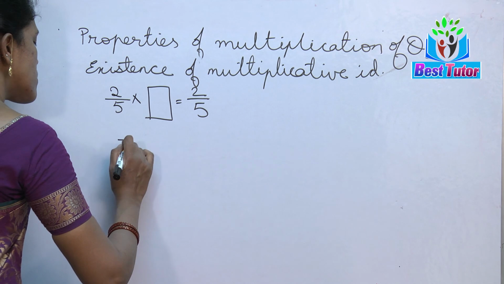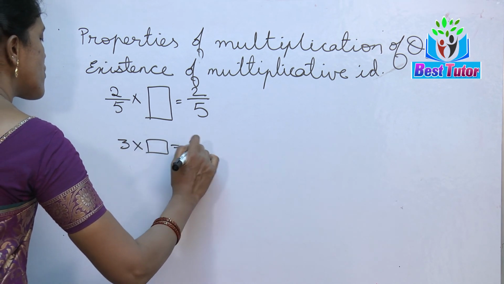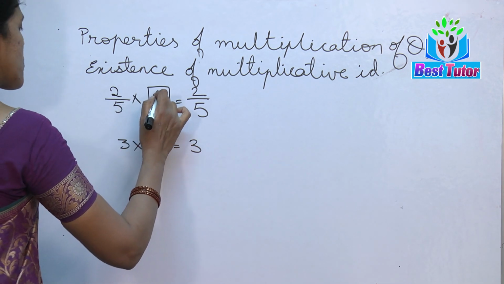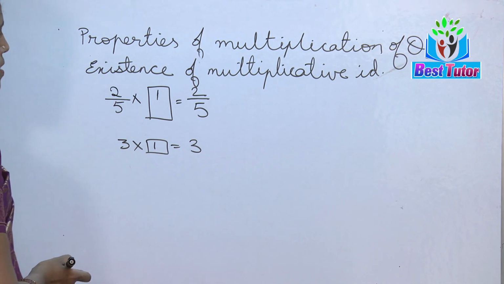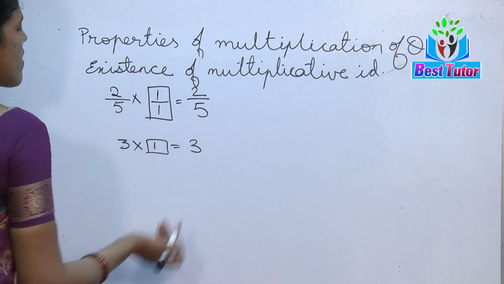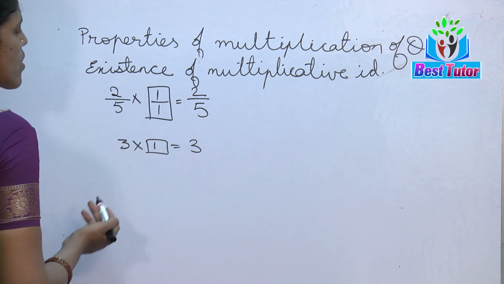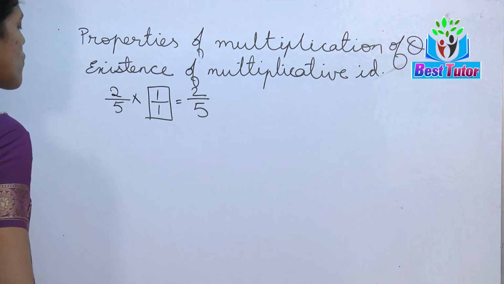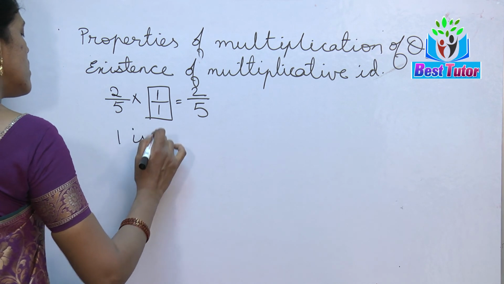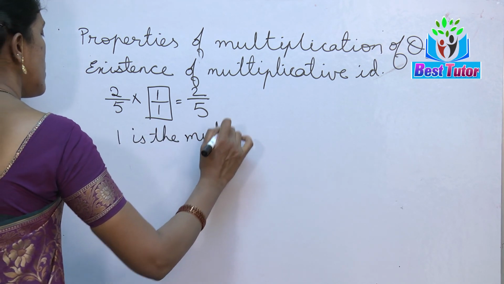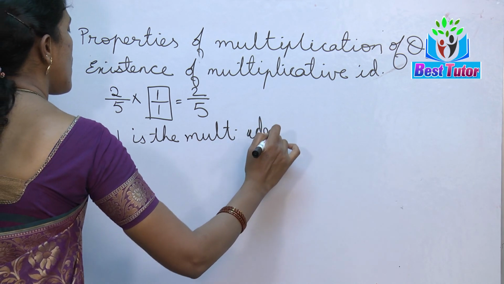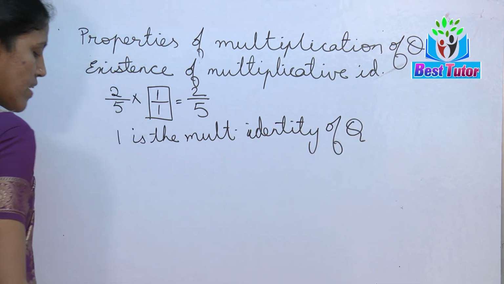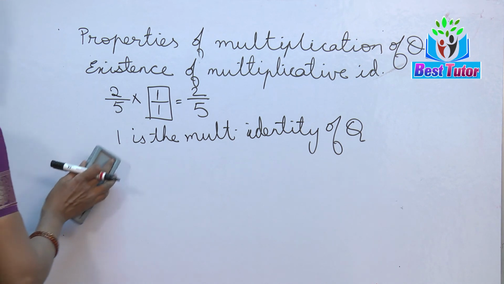Let us get back to integers. 3 into dash is equal to 3. Obviously this should be multiplied by 1. So here also we would multiply with 1. But is 1 a rational number? 1 can be written as 1 by 1. It is a fraction. Both the numerator and denominator are integers and denominator is not equal to 0. Therefore 2 by 5 into 1 is equal to 2 by 5 implies 1 is the multiplicative identity of rational numbers. So there does exist a multiplicative identity of rational numbers.